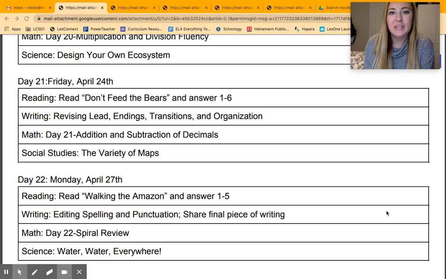Let's go through some things first, and then we'll talk about Fun Friday. For reading today, you're reading a text called Don't Feed the Bears, and you're answering 6 questions on that. In writing today, you are still working on your informational writing, and you are revising today, focusing strictly on leads, endings, transitions, and organization. In math, you're going to continue adding and subtracting with decimals. And in social studies, you're going to be reading and answering questions about different types of maps.